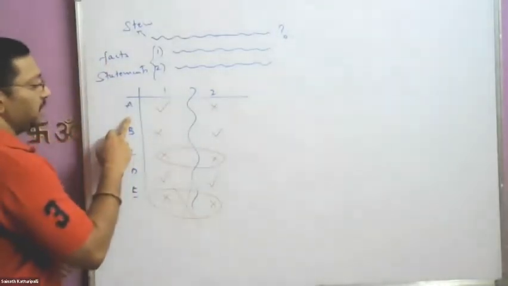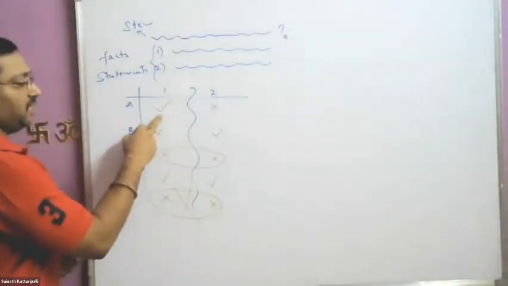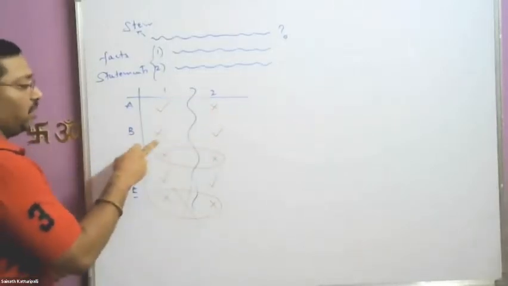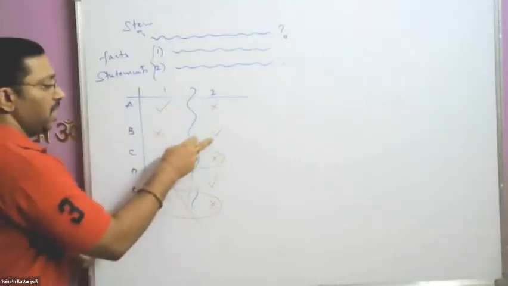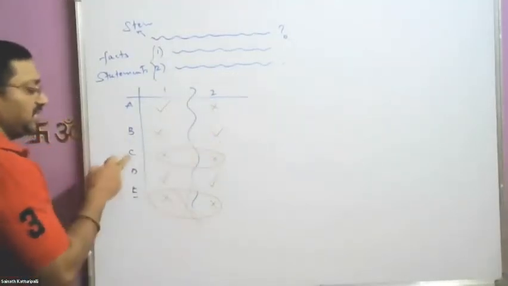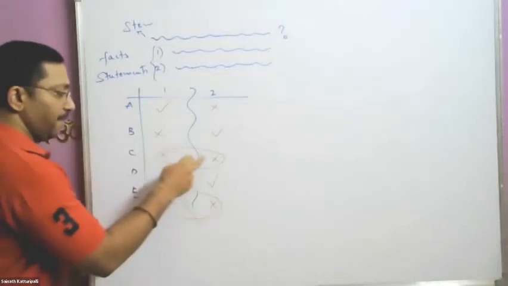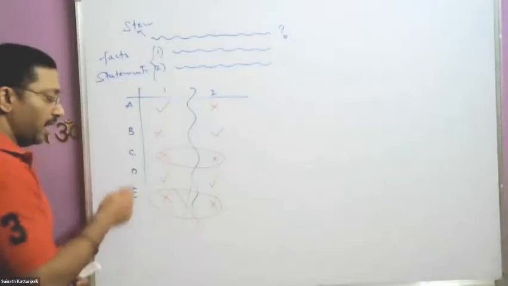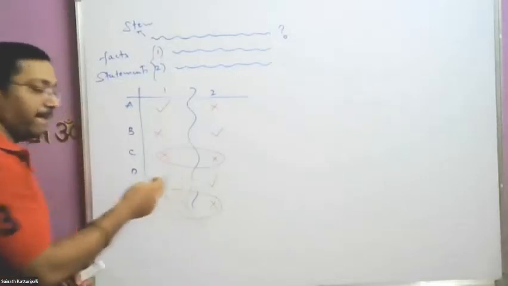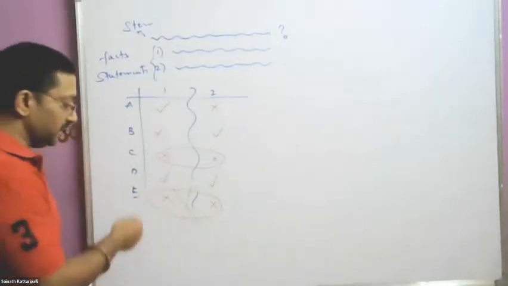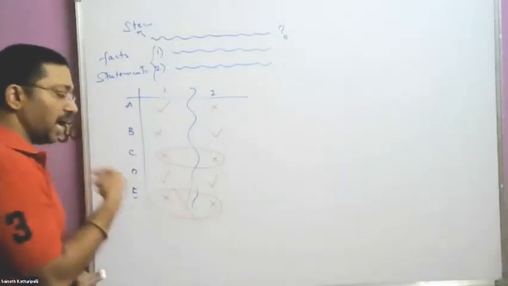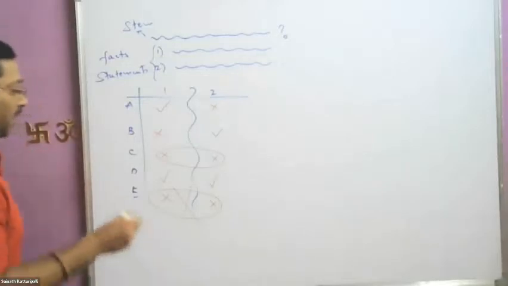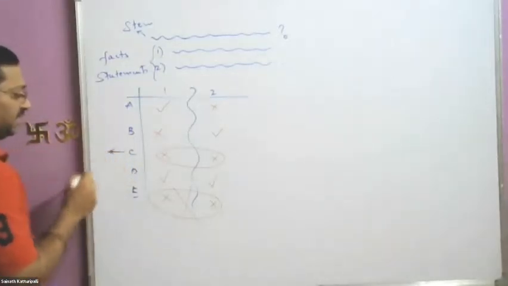Option A will be the answer when statement 1 alone sufficient and statement 2 alone not sufficient. B would be the answer when statement 1 alone not sufficient and statement 2 alone sufficient. C would be the answer when each of these statements alone not sufficient but together sufficient. And D would be the answer when each of these statements alone sufficient. E is the answer when each of these statements alone not sufficient, neither together sufficient. Clear? And you can always make your job easy this way.